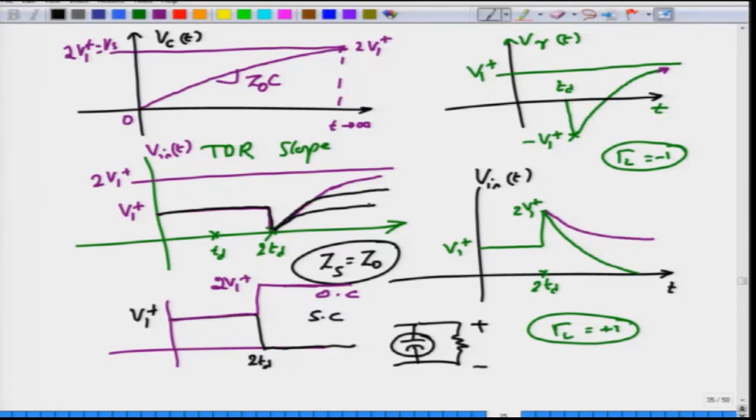So these are the types of waveforms that you are going to find on the TDR scope when there are reactive terminations or reactive elements at the load. Based on what kind of voltage you see, which is what is called TDR analysis, you would be able to make some judgment on the nature of the loads that are present. It may not be only the load.